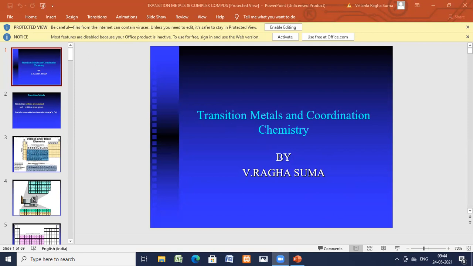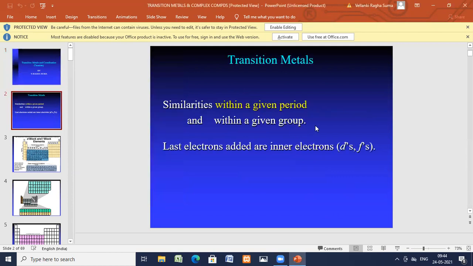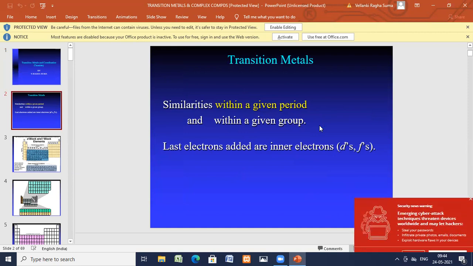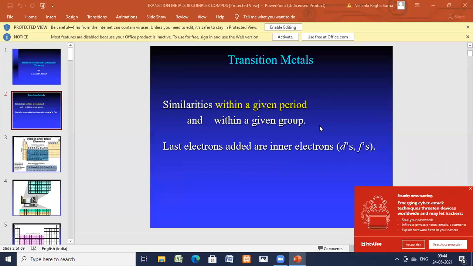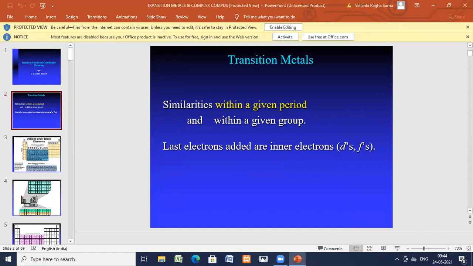The periodic table has been arranged into four different blocks. One is the S block element. On the left side you can see two groups, the S block elements, then P block elements, D block elements, and F block elements. So S, P, D, F. Depending on the valence electron and the orbital, there is a classification of the elements into blocks.